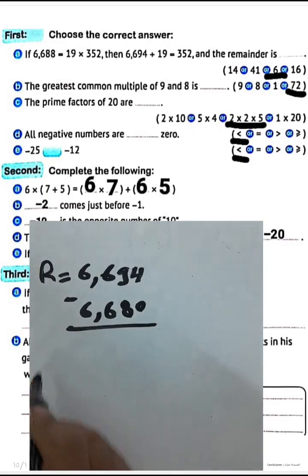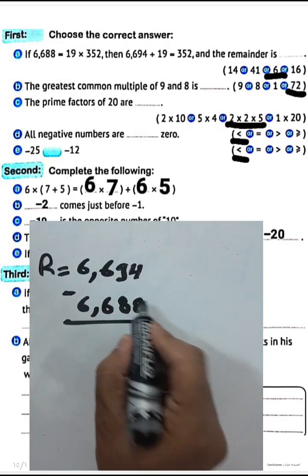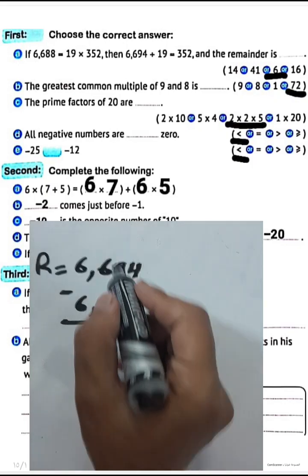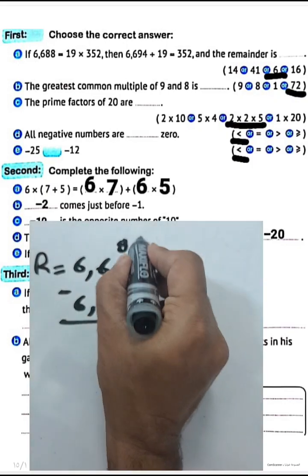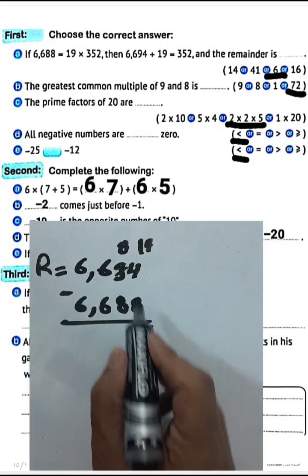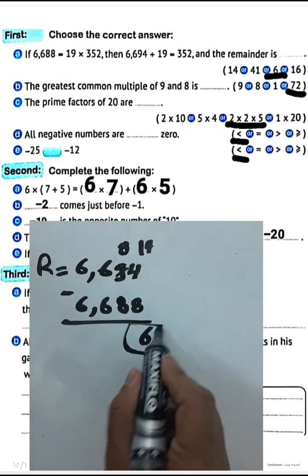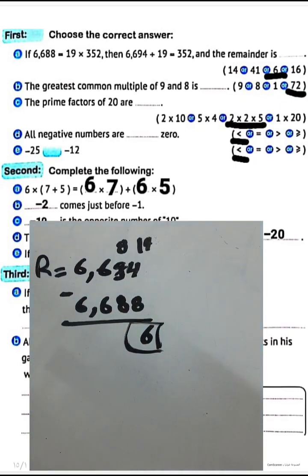6688, and then 4 minus 8. Okay, 4 minus 8 we can't do, so you must borrow 1 from the 9 here. It will be 8, and the 4 will be 14. 14 minus 8 equals 6, and 8 minus 8 equals 0. Then the remainder here will be 6. About this example, question letter A, the result will be 6.